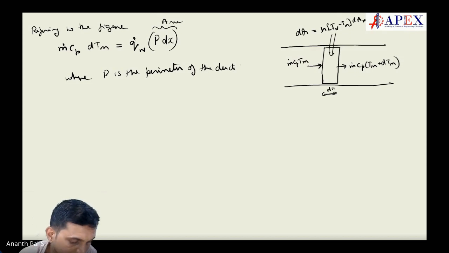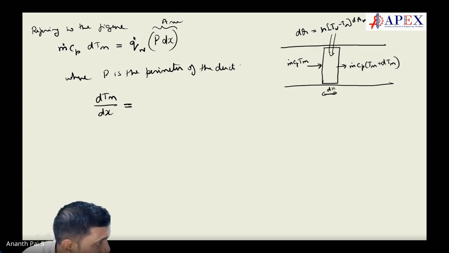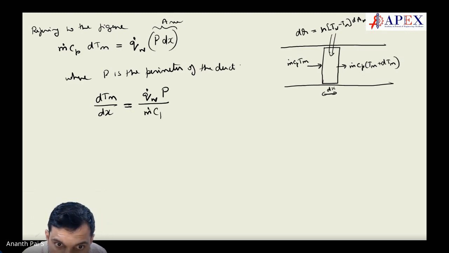Sure. Now, that means I can write dTm by dx is actually equal to, this is very much used in heat exchanger design, okay? dTm by dx is equal to q dot wall into perimeter divided by m dot Cp. Agreed? Yes or no? So this is a very important equation.